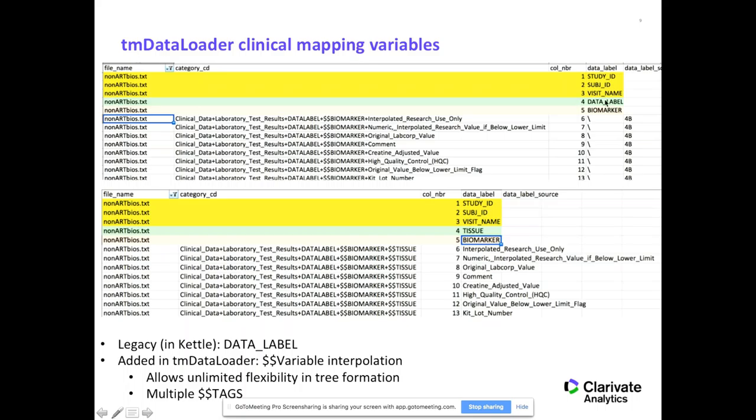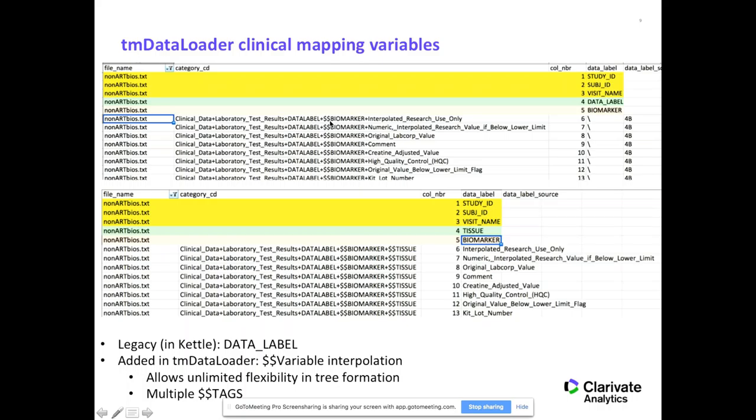And you have to put into the path that you're creating the word data label where you want that variable to interpolate. And that was the distribution from ketl. Basically you were allowed to use a single variable interpolation in your path to take values from a data file and create a bifurcation or a branch point in the Transmart tree.